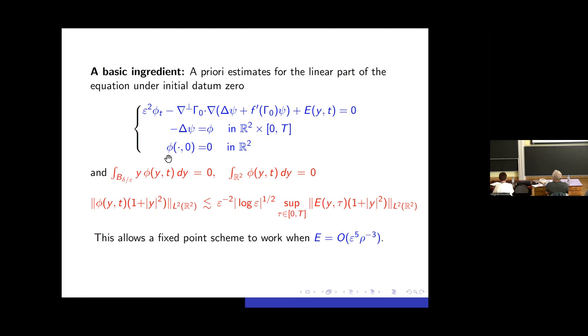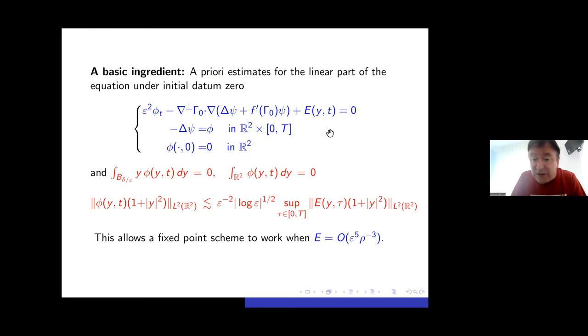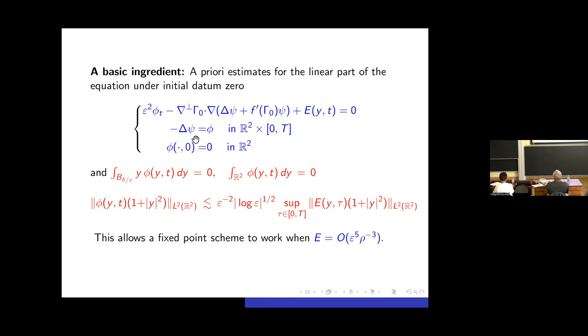Pardon, what is rho there? Rho, sorry. So rho is the absolute value of y, okay? It's just the absolute value of the space variable. Okay, thank you.